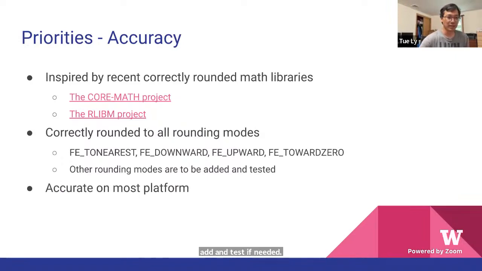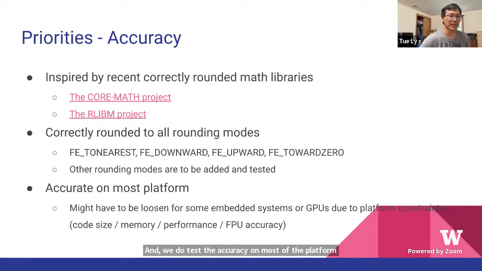And we do test the accuracy on most of the platforms that we could, but on some platforms we might have to loosen it, for example, on embedded systems where they don't have enough memory to store the big tables, or for GPUs, due to code size or memory or performance, or even the FPU accuracy, where they just completely drop off the normal part.